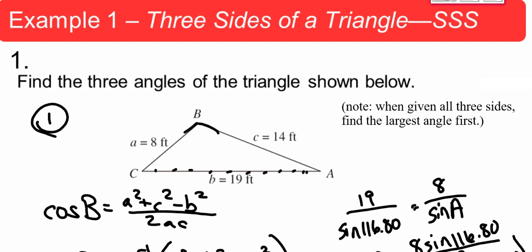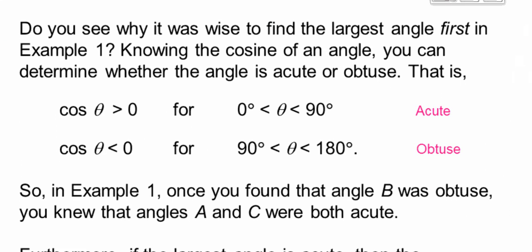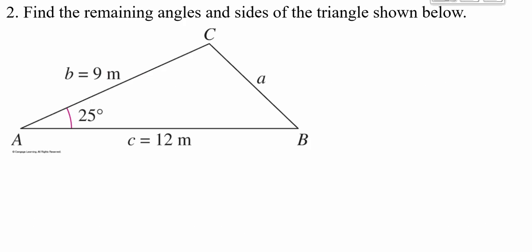And then this next slide just kind of reminds you that cosine theta is greater than 0 from 0 to 90, but it's less than 0 from 90 to 180. So that'll give you the acute angle. And so it is wise to find the largest angle first, because then if you defer to the law of sines, it's always going to give you an acute angle. So just be aware of that as you go.